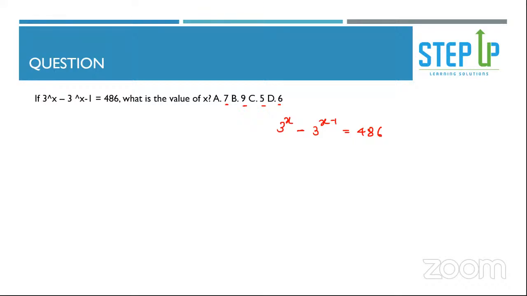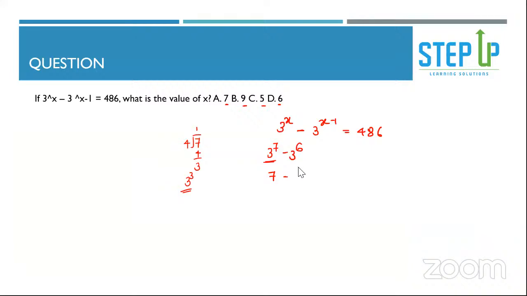We'll do one thing: let's substitute the options. I will say just substitute the option: 3 to the power 7 minus 3 to the power 6. Now 3 to the power 7, what will be the unit digit? Do you remember that? 3 to the power 7 unit digit will be 7. We divide 7 by 4 and focus on the remainder, and 3 to the power 3 is 27, so we'll take 7 here. I hope you remembered this.